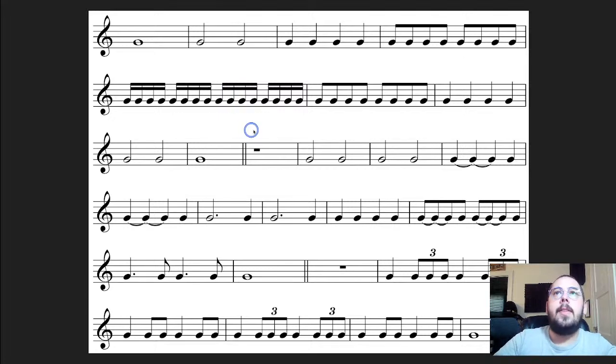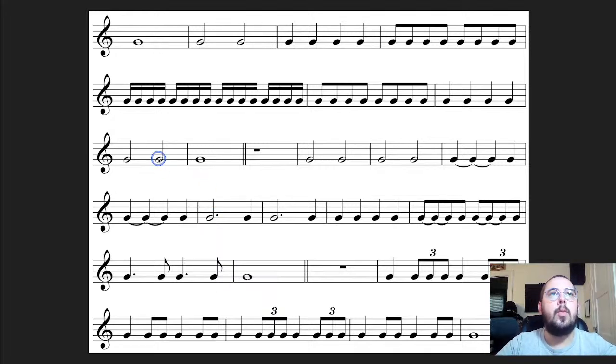A few other things that are here. You can what's called tie together multiple notes to combine their value into a single note. So that's what's happening right here. Another thing we can do is add a dot immediately following the note. And what this will do is add half of the note's value.